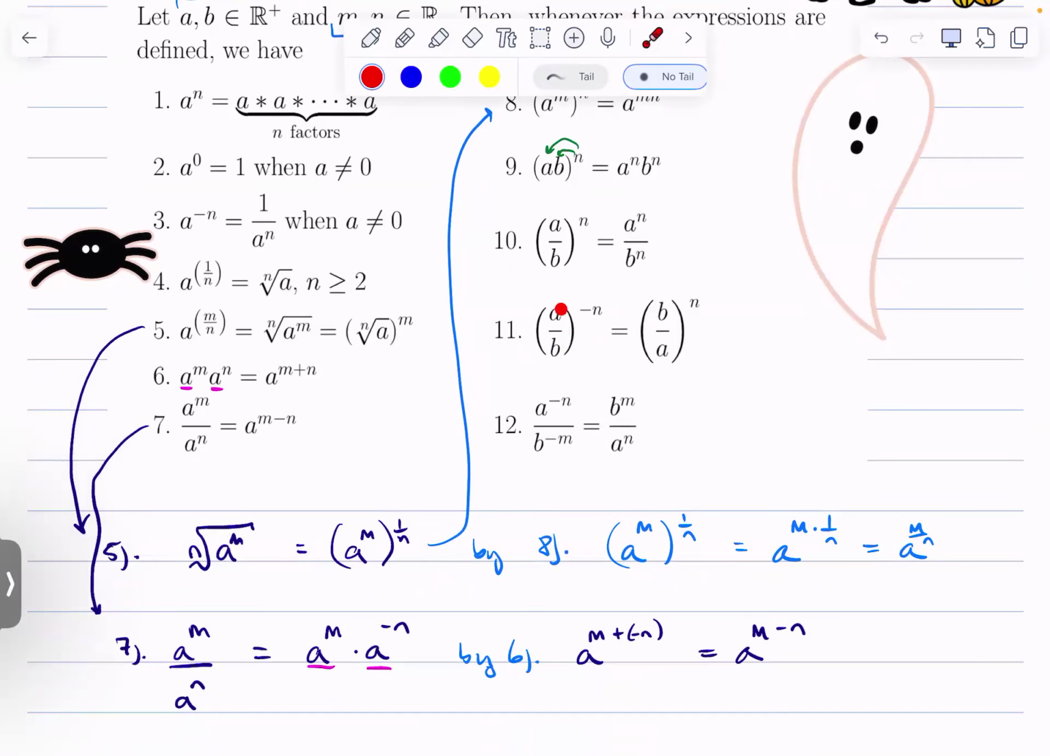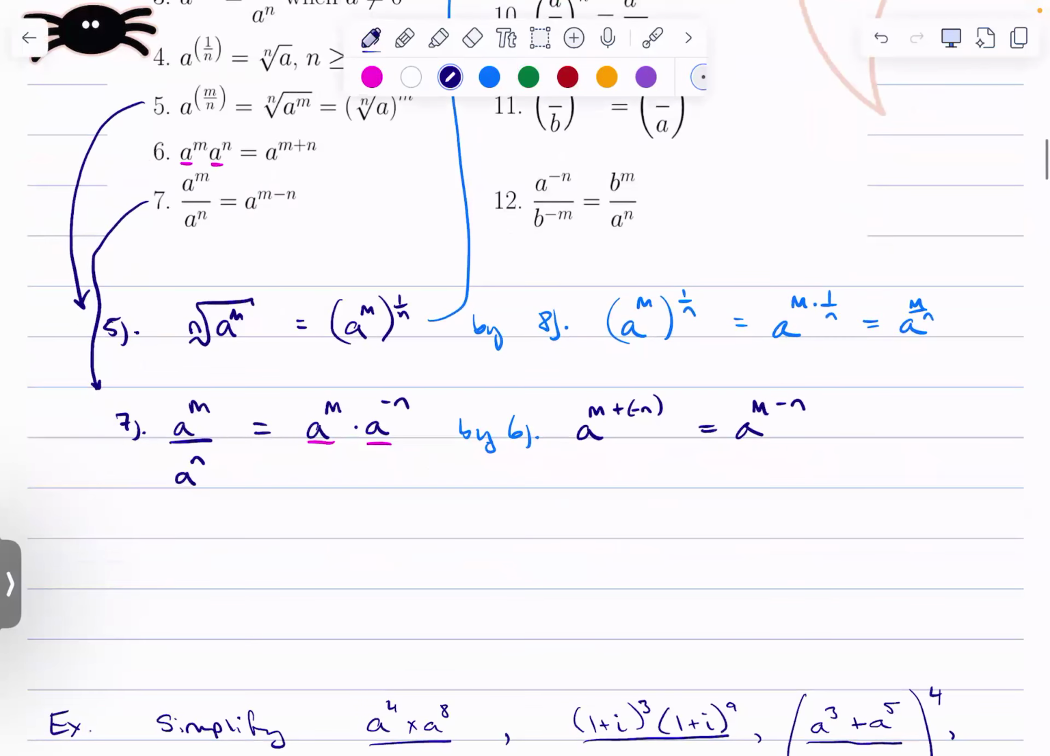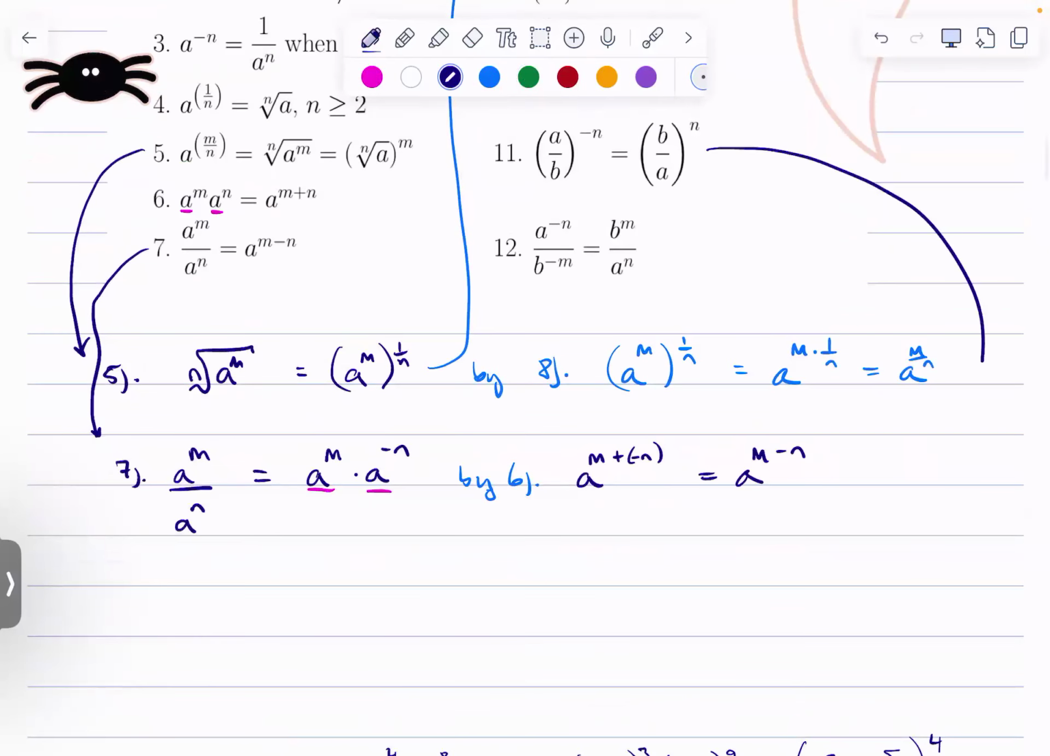What happens with a over b to the negative n? That's technically 1 over a over b, to the n, I guess. What we can do is have a look at property 11, which is more interesting than 10. We start with a over b to the negative n.